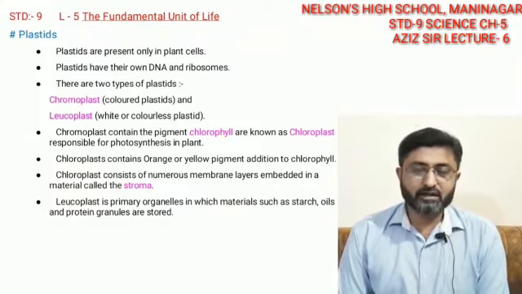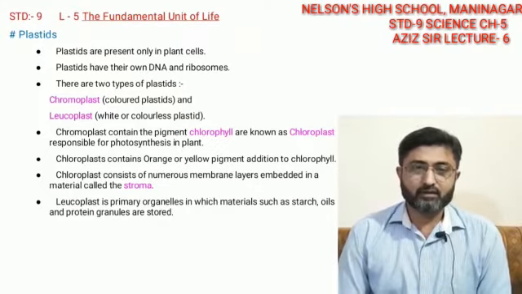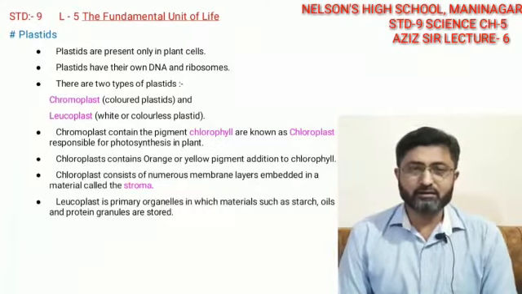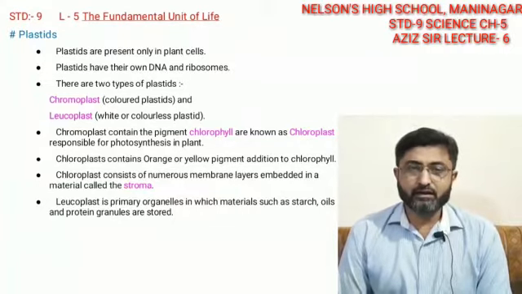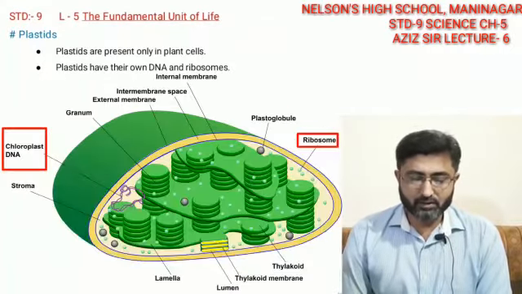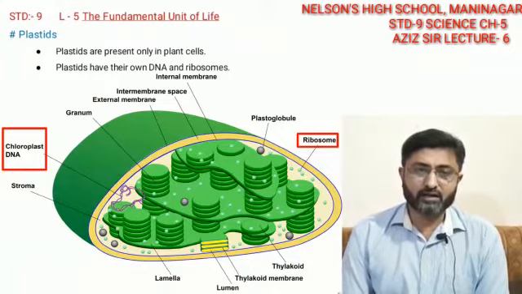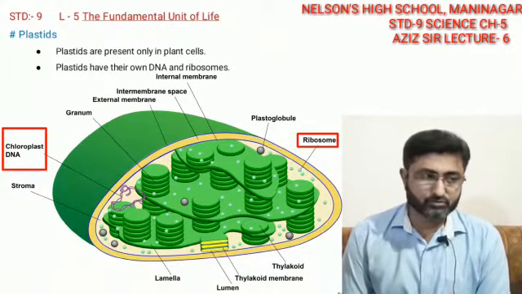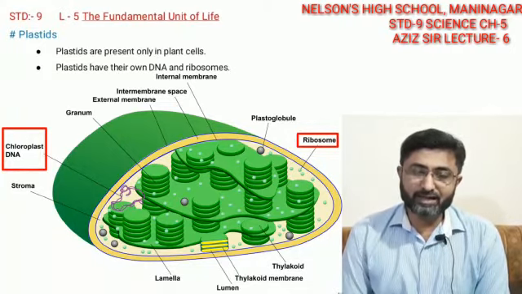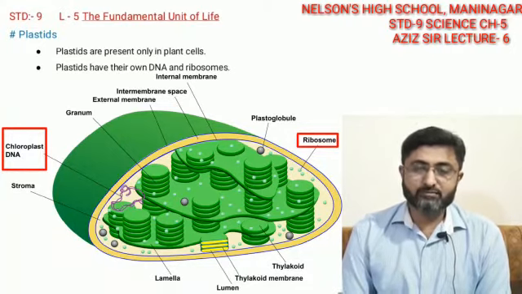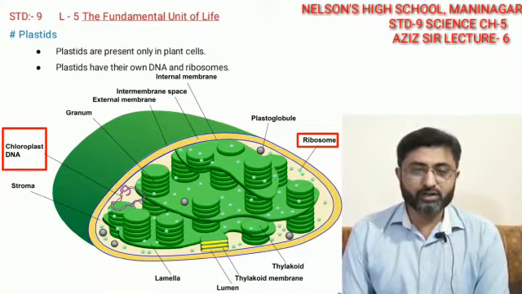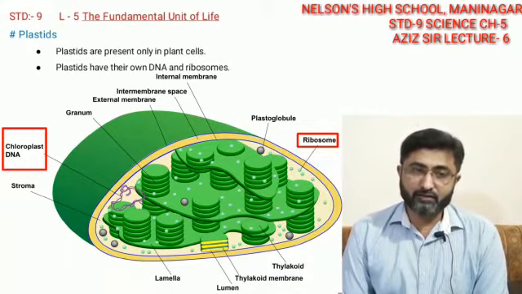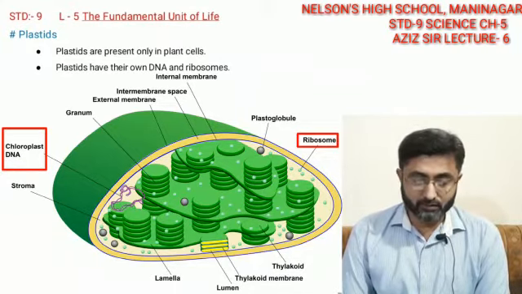Now plastids, as a cell organelle, are found only in plants. The plants are the only cells in which these plastids are found, and these plastids, like mitochondria, have their own DNA and ribosomes. That means they are capable of synthesizing their own proteins, and they have their own DNA material which works for them.